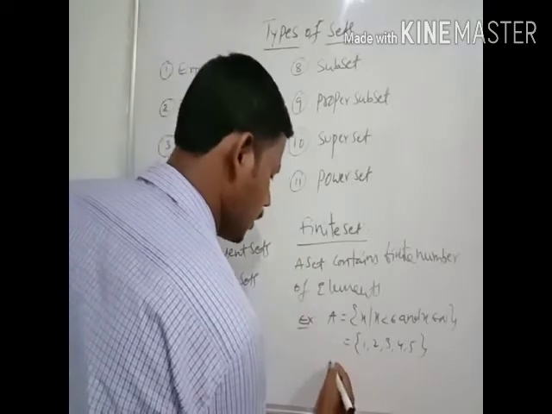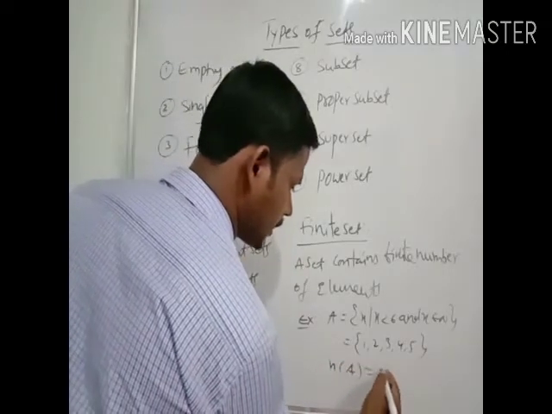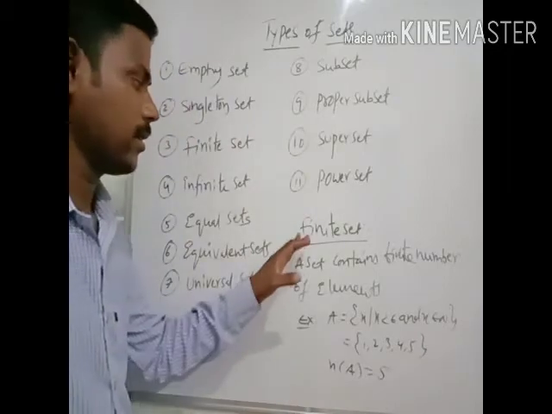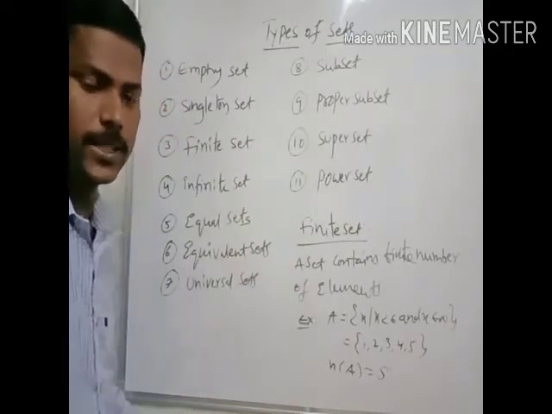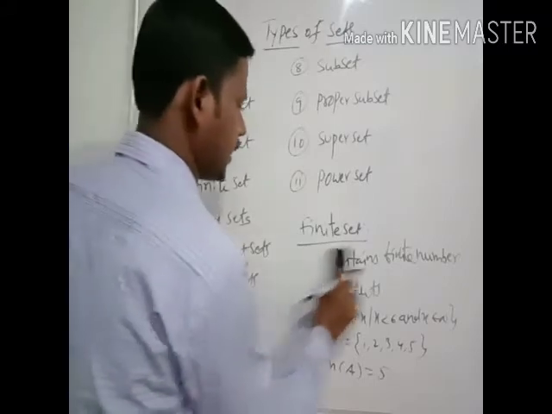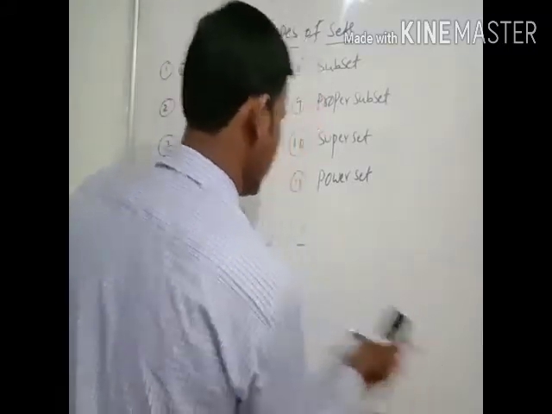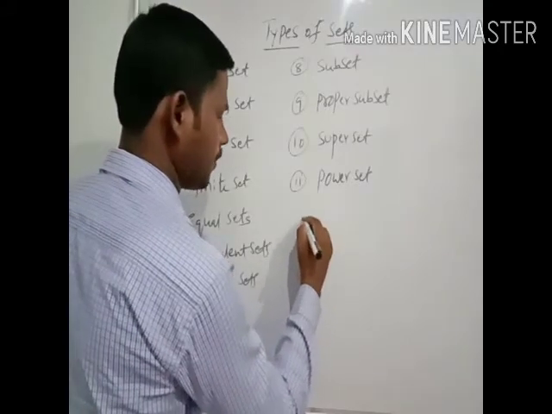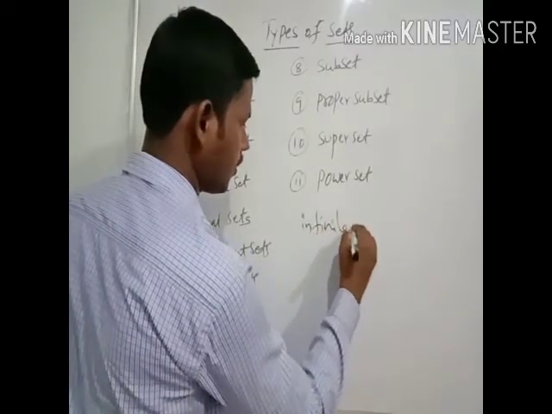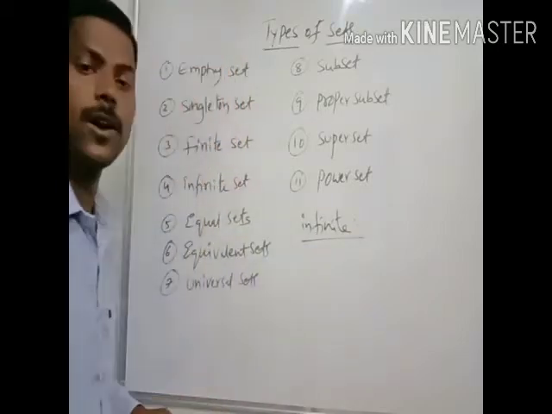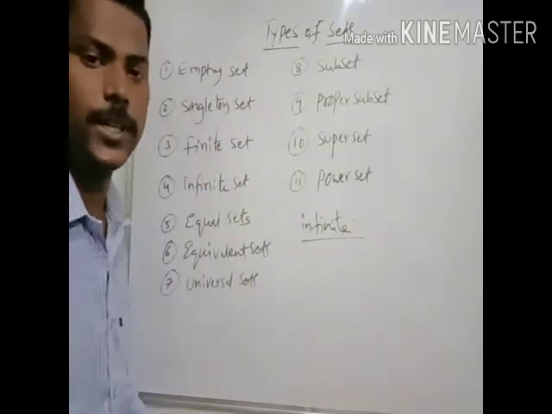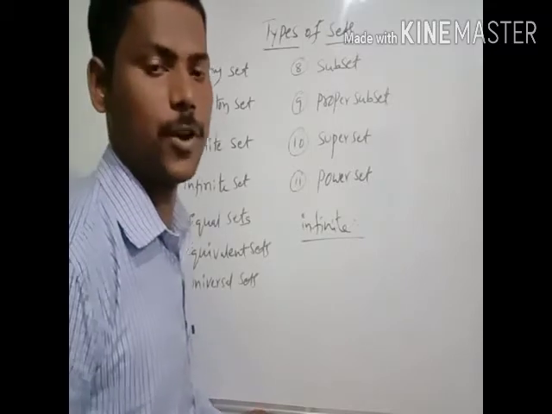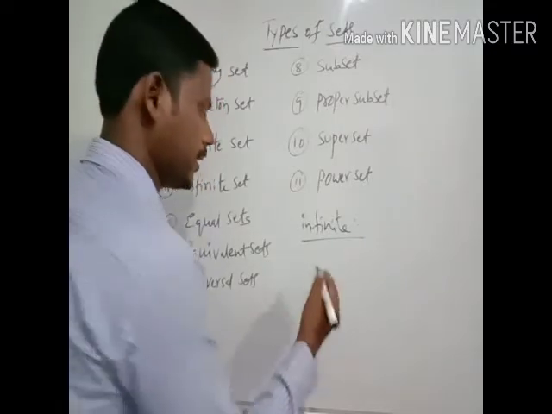In this example, n of A equal to how much, children? 5. So this is the finite set. Understand? Next, infinite set. A set containing uncountable objects, or a set containing an infinite number of objects, is called an infinite set.